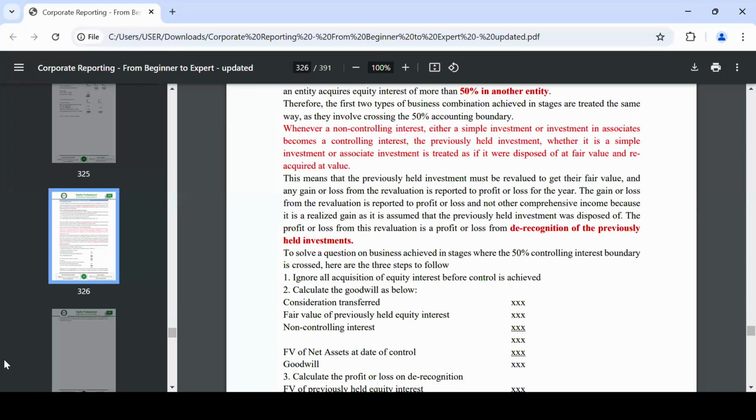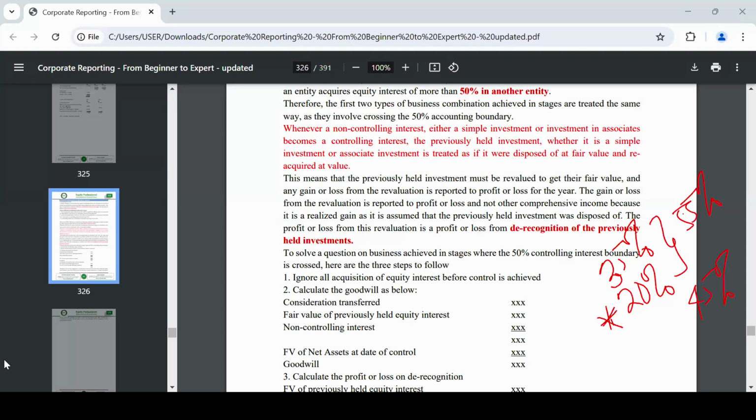Now, in this instance, remember that we first of all, let's say for instance, we first of all had 25%. Then let's say for instance, 35%. Then we now bought an additional 20%. Additionally now, we have 55%. Okay? NCI is 45%.